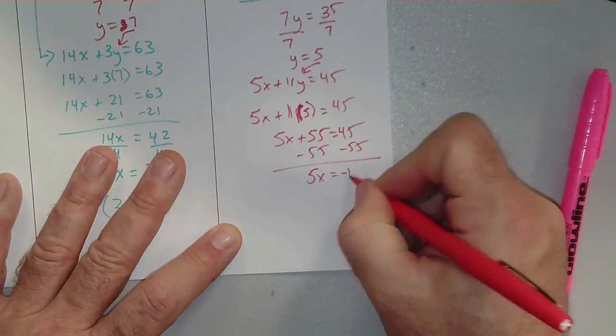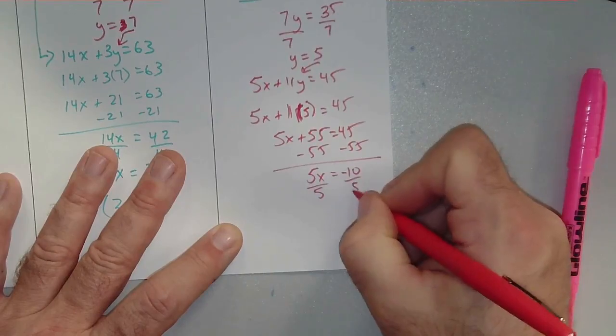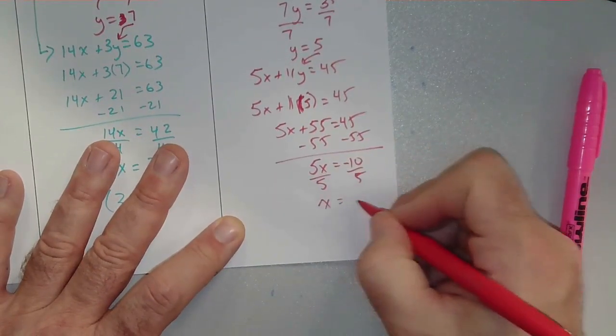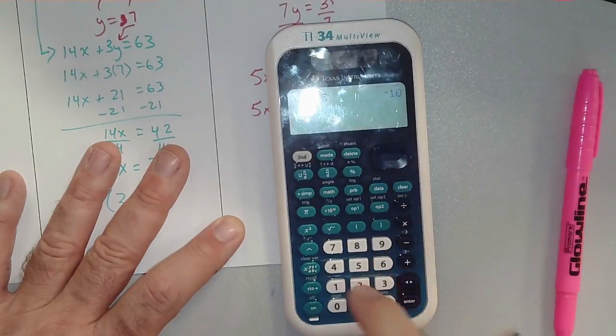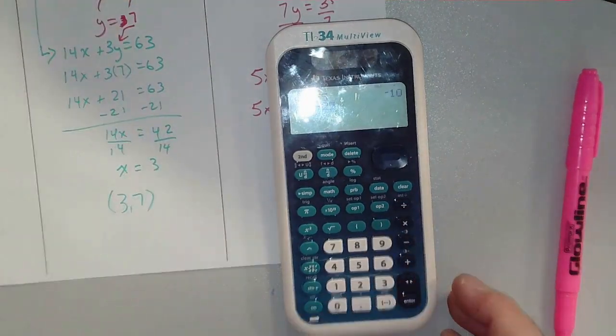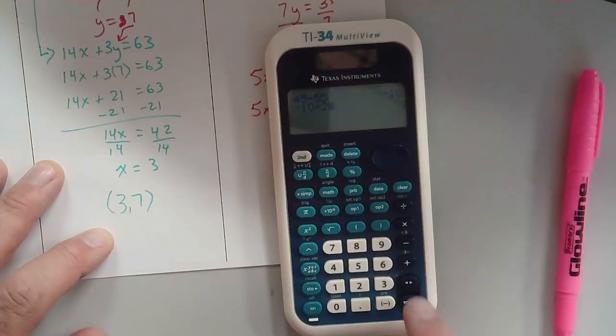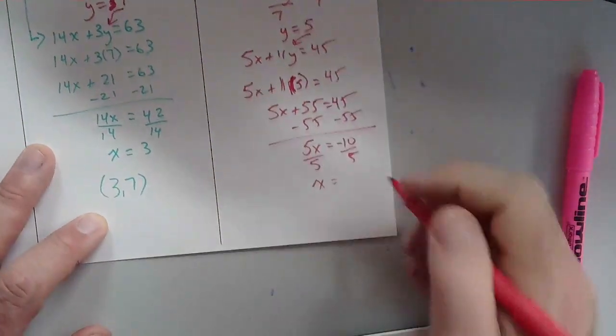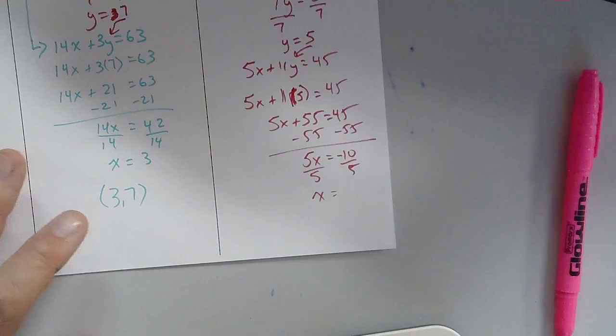5x equals negative 10. Divide by 5, divide by 5. And we get x equals, wait, I'm not sure. Negative 10 divided by 2 equals negative 5. Oh, I did the answer. I did the answer. What am I going to do?